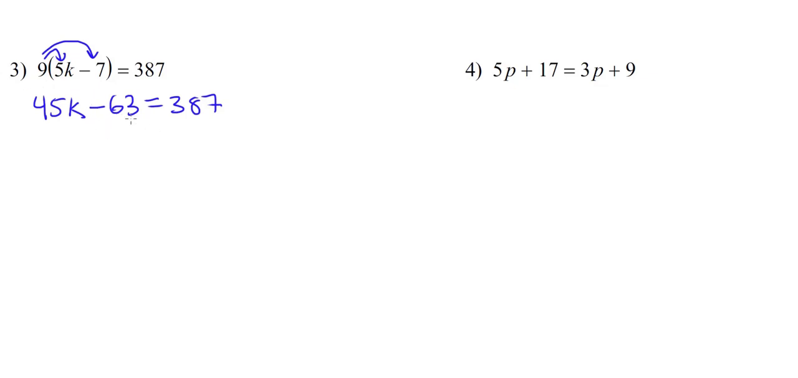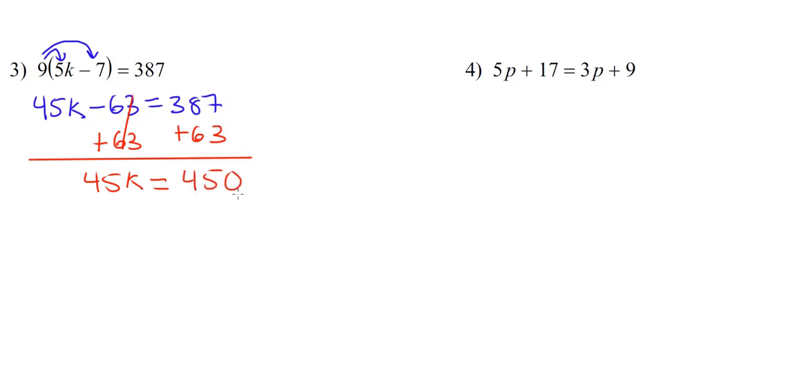Next, we need to get rid of this negative 63, so we're going to add 63 to both sides. Now on the left, these cancel out, leaving us with 45k. And on the right, 387 plus 63 is 450. So for our final step, 45k equals 450, we need to divide both sides by 45. On the left, these cancel out, leaving us with k. And on the right, 450 divided by 45 is 10.